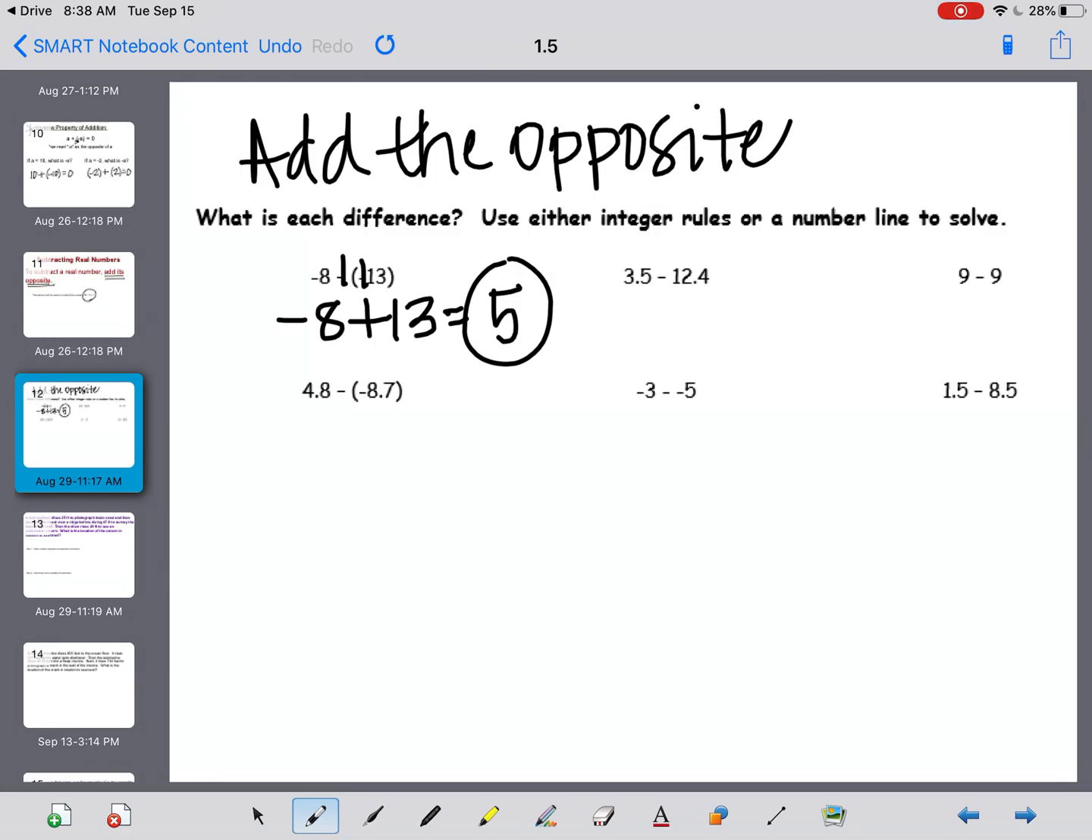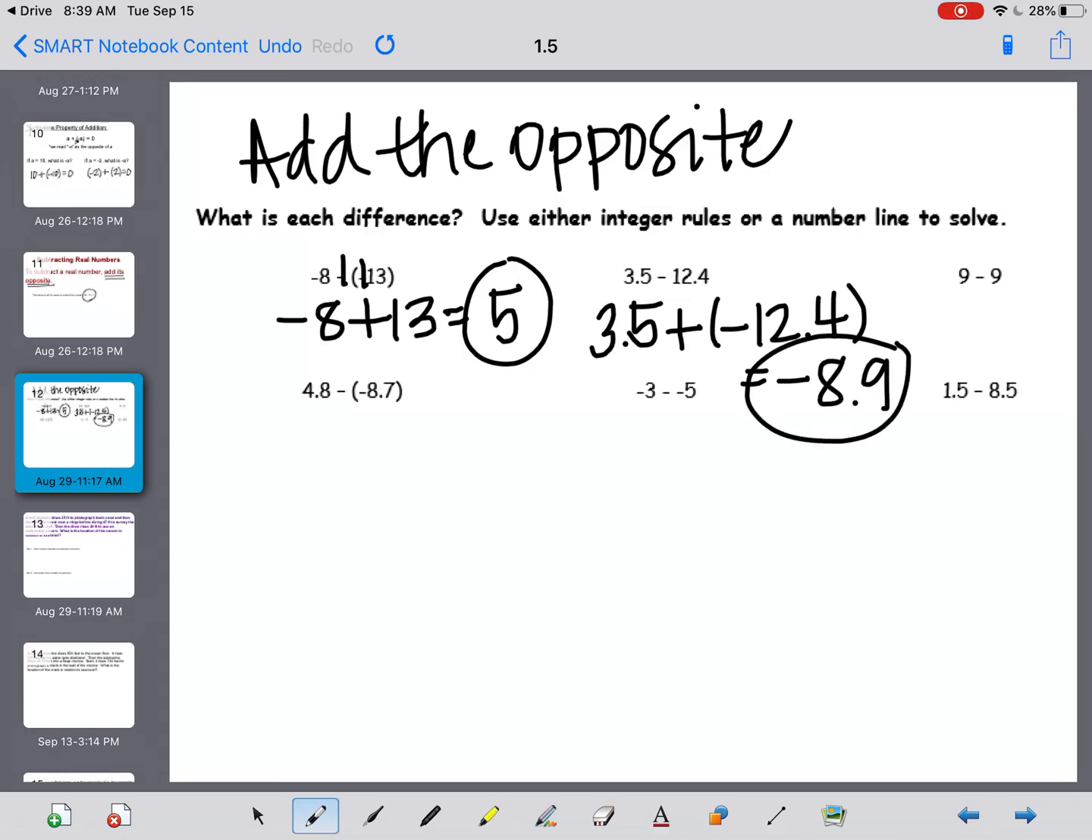3.5 minus 12.4, I can change it into adding the opposite. I actually have more negatives, meaning my answer is going to be negative. And how many more negatives do I have? 8.9. Then 9 minus 9, you don't need to change that to adding the opposite because you can figure out that 9 minus 9 is 0 on your own.